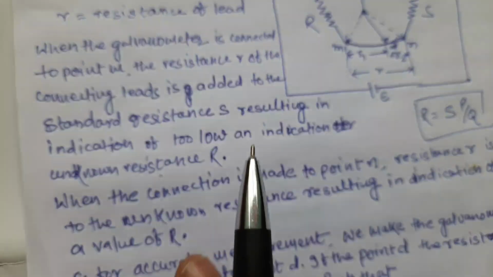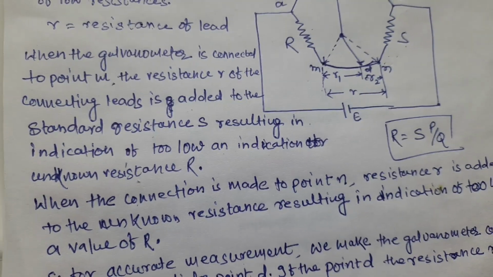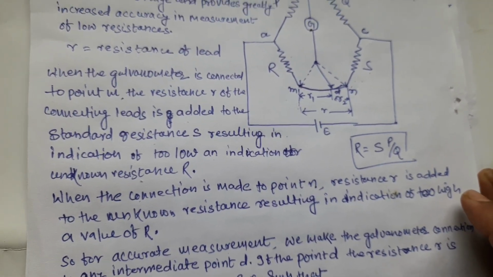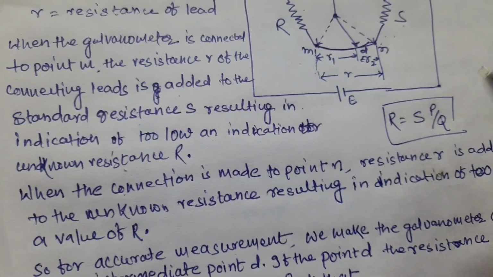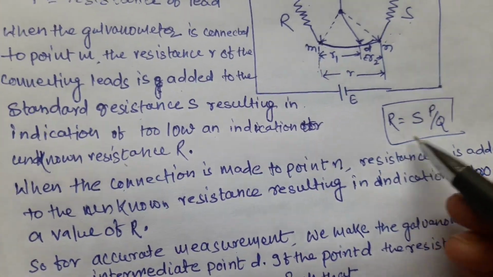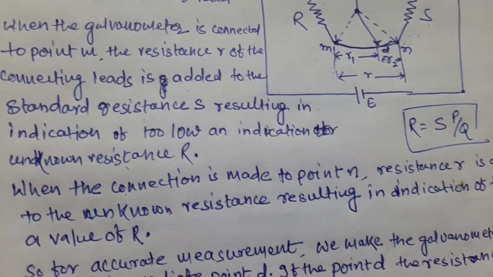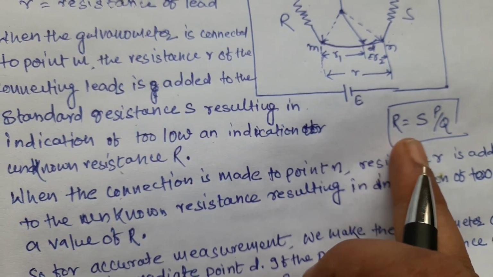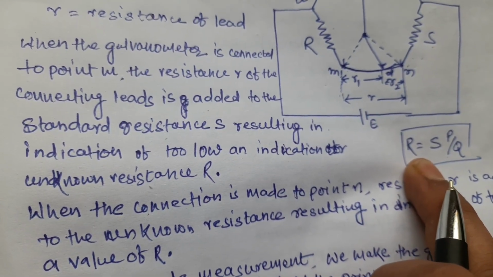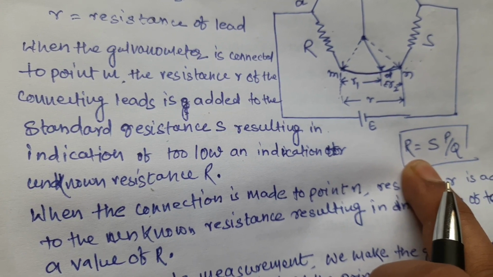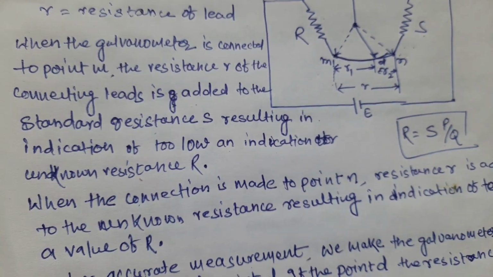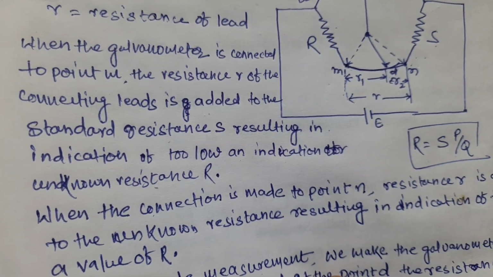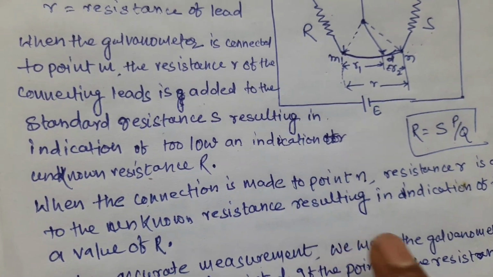When the connection is made at point N, the small r is added to the unknown resistance, resulting in an indication of high resistance, because in the balance condition R is equal to S into P by Q. So the bridge is balanced for small r plus capital R.